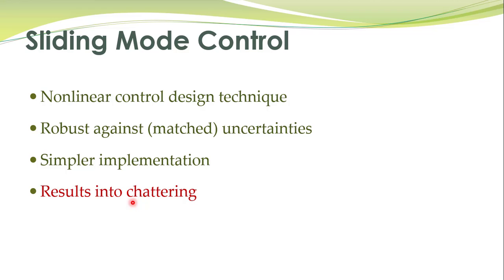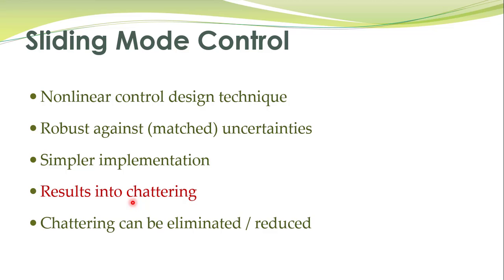What is chattering? Chattering is vibrations or oscillations in the control action as well as in the variable that is being controlled. We shall talk about this effect in more detail, and fortunately this chattering effect can be either completely eliminated, or at least it can be reduced in magnitude so as to reduce the adverse effects of this chattering. Therefore, this makes this approach a very powerful approach.